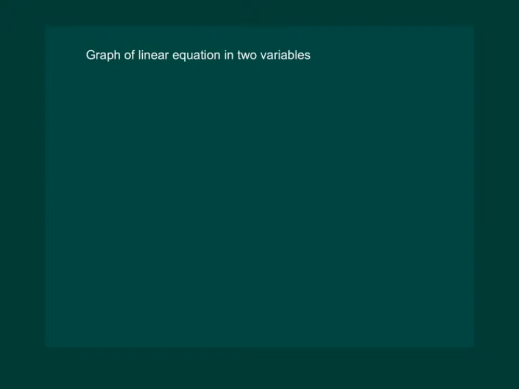So far we have obtained the solution of a linear equation in two variables algebraically. Now let us look at their geometrical representation. Consider a linear equation in two variables, say x plus 2y equal to 6, and let us find its solution. We can write x equal to 6 minus 2y. Then corresponding to values of y, we can get x, and hence we can have a table.